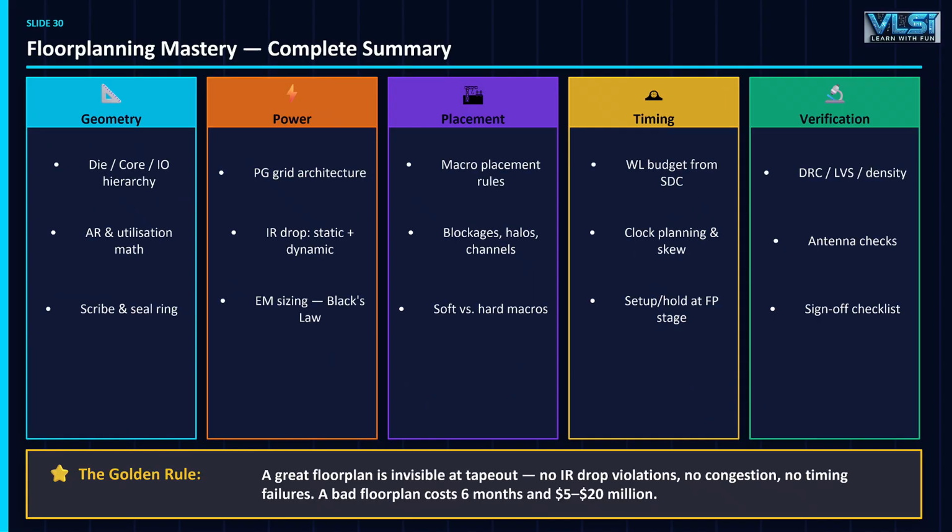Now the final truth. A great floor plan is invisible. No major issues, no chaos. Everything flows smoothly. Routing completes, timing closes, power is stable. A bad floor plan, endless problems, debugging never ends. So floor planning is not just a step, it is the stage where you decide success or failure. If you master this, you don't just place blocks, you design chips with intent. And that is what makes a true physical design engineer.